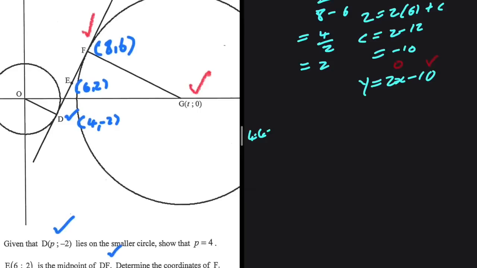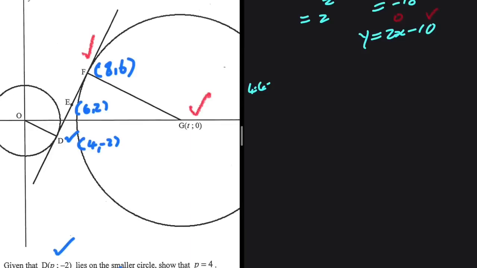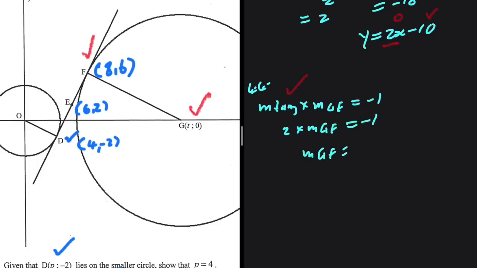So DF is a tangent to the smaller and the larger circle. That tells us that m of tangent multiplied by m of the radius, GF is the radius, as you can see, m of GF should be equal to minus 1, okay? The gradient of the tangent is 2, like we calculated above. So we have 2 multiplied by the gradient of GF, which is equal to minus 1. So the gradient of GF is equal to minus a half, okay?